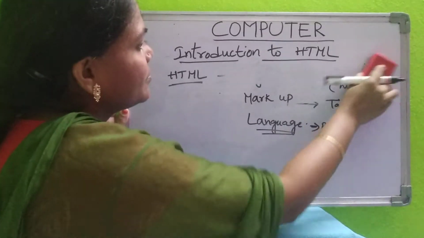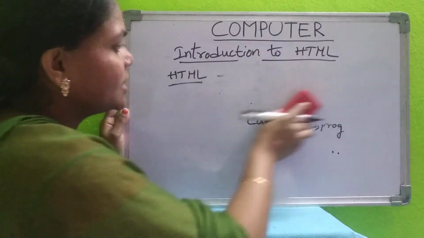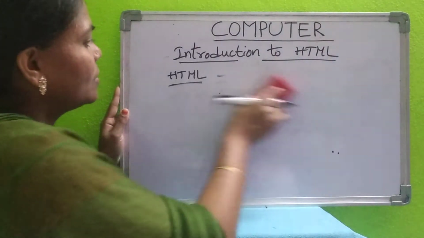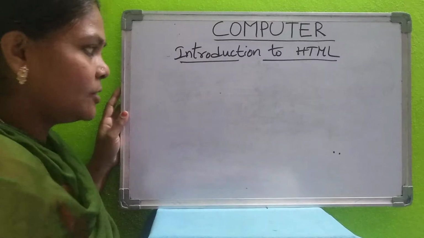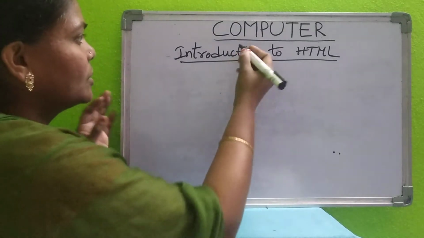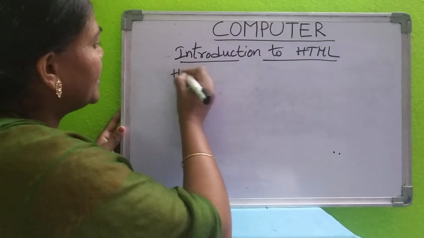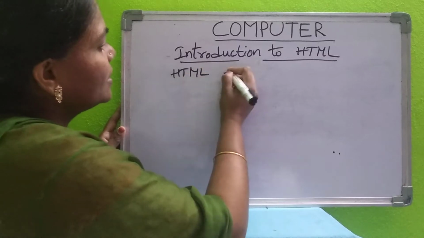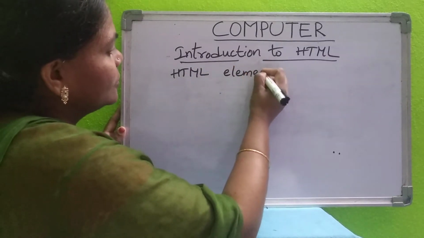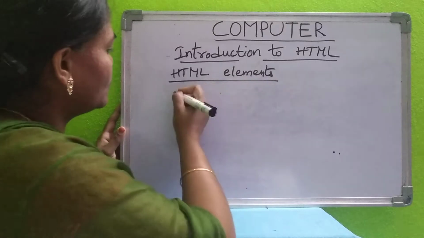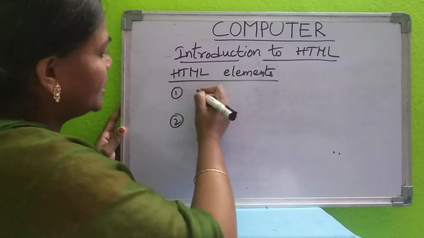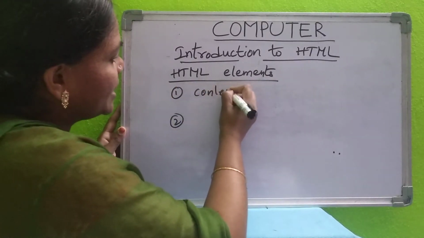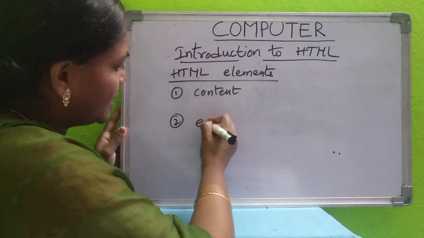So next, HTML is a tag based language. It is case insensitive. That means you can write in capital letters or you can write in small letters. And next, HTML elements. What are the elements it can contain? It has two types of elements: one is the content element and another one is the empty element.